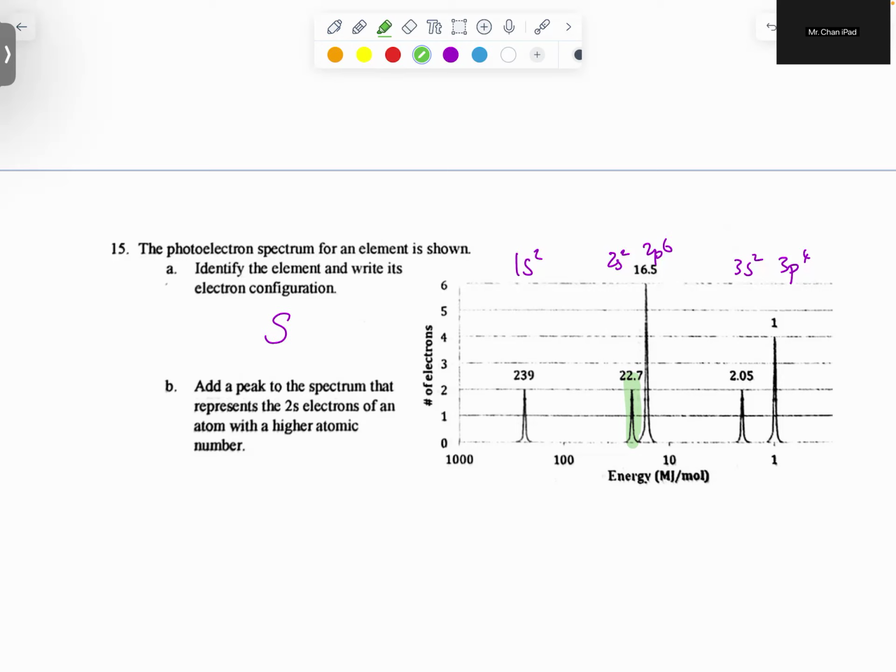There you go. That is exactly the reason. With a higher atomic number, you have more protons. And with greater protons at the nucleus, the inner electrons will be more attracted. So therefore, the peak for the 2s electrons of an atom with a higher atomic number must be to the left, meaning it must have a stronger binding energy due to stronger attraction from the nucleus.